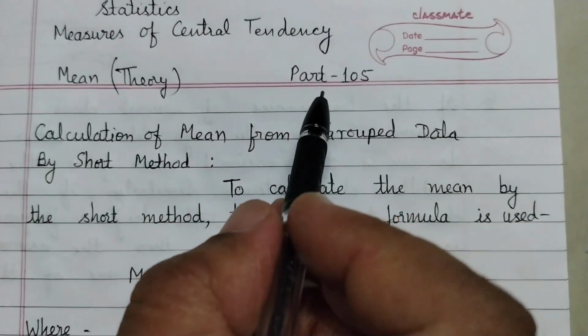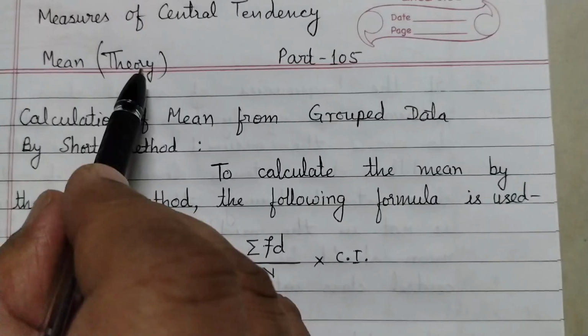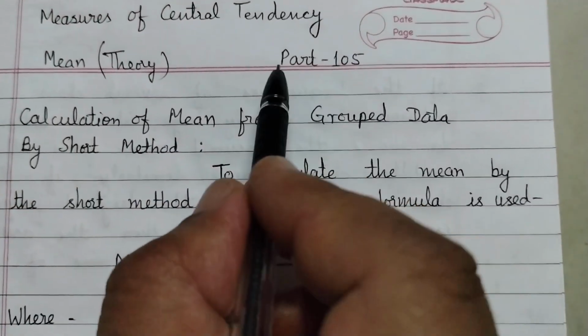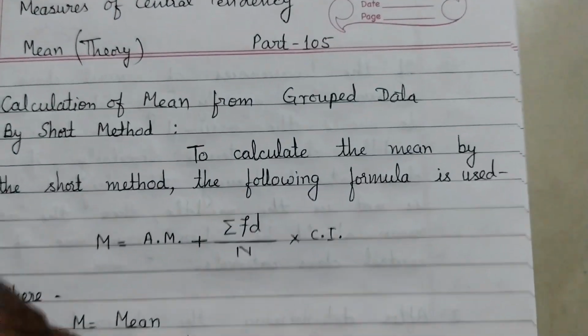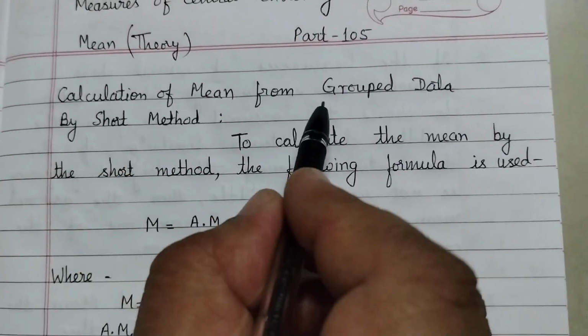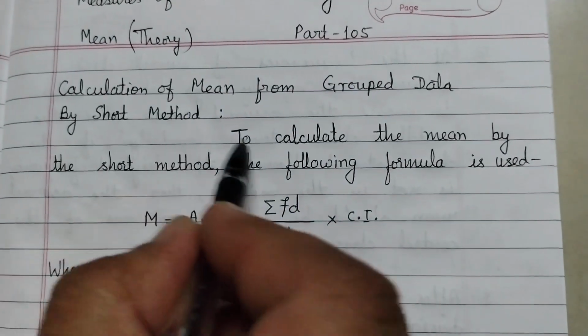Tendency topic is going on. Chapter mean theoretical portion I have covered in this part 105. Calculation of mean from group data by short method.